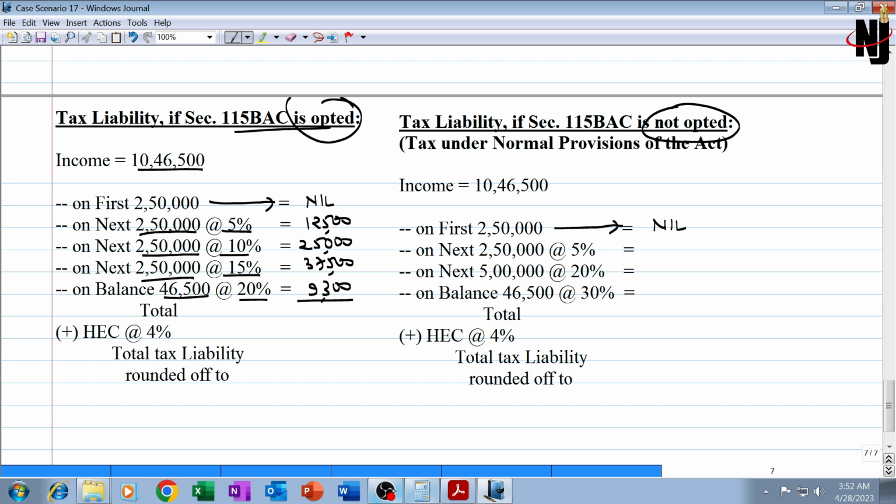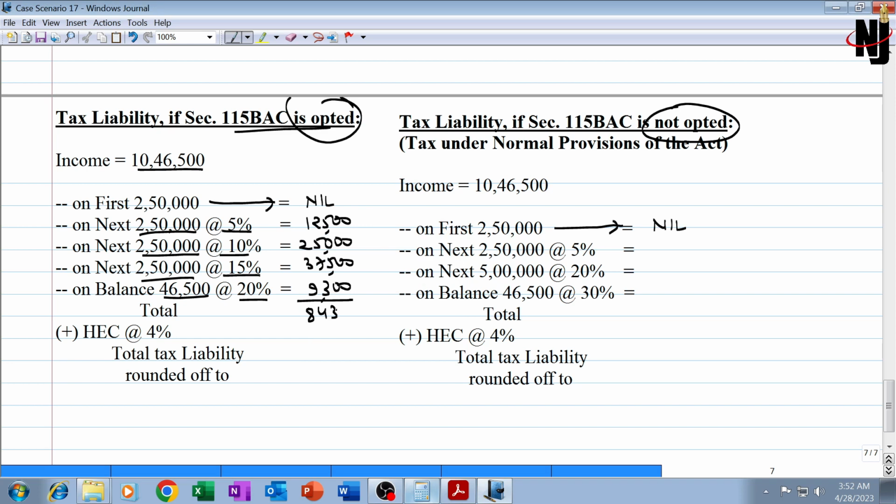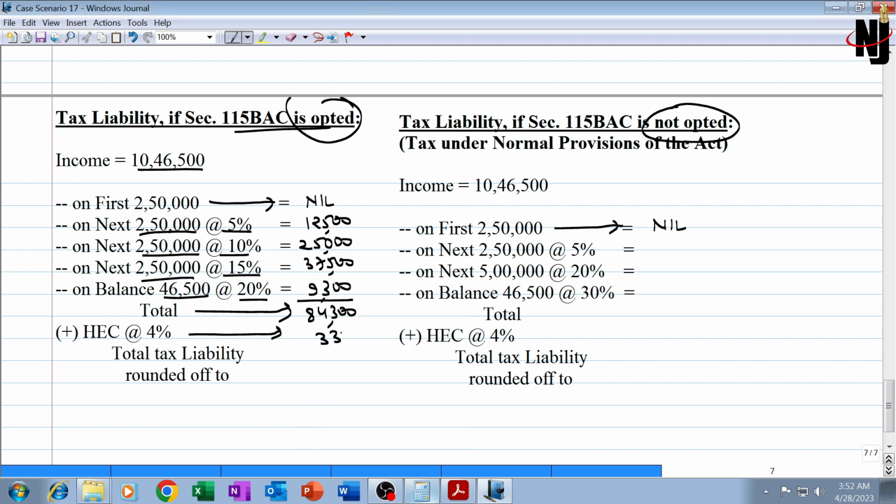9,300. The total tax thus will be 75,000 plus 9,300, 84,300. 84,300 plus 4% health and education cess. Surcharge will not be attracted because income does not exceed 50 lakh rupees. 84,300 into 0.04 is 3,372, and accordingly total tax liability will be 87,672, rounded off to the nearest multiple of 10 rupees, 87,670. Let's calculate without 115BAC.